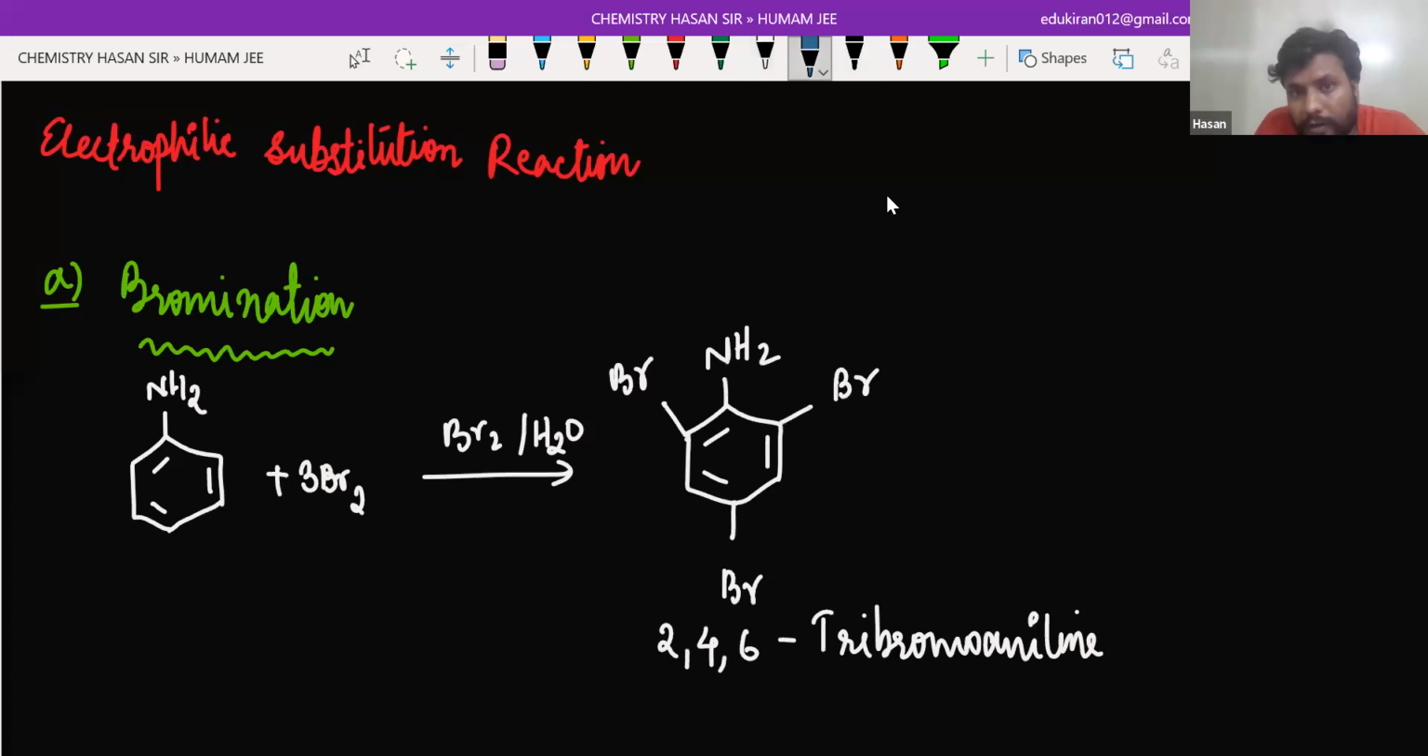But if you want only one bromine, there is another way to make that with the help of another reagent. So we are going to do that as well. First, write it.